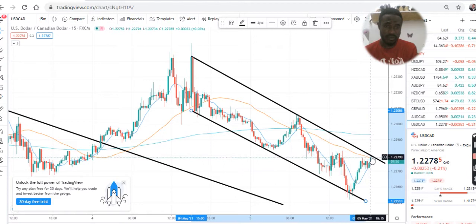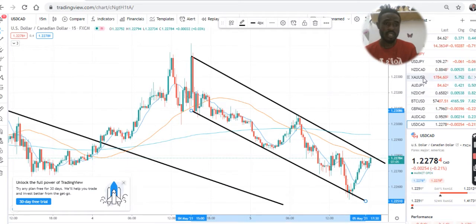This is the market moving, and it means that if it breaks this line, if a candlestick closes above this line, I am going to continue buying, because this is actually what the market is trying to do. So that's the 15 minutes time frame.